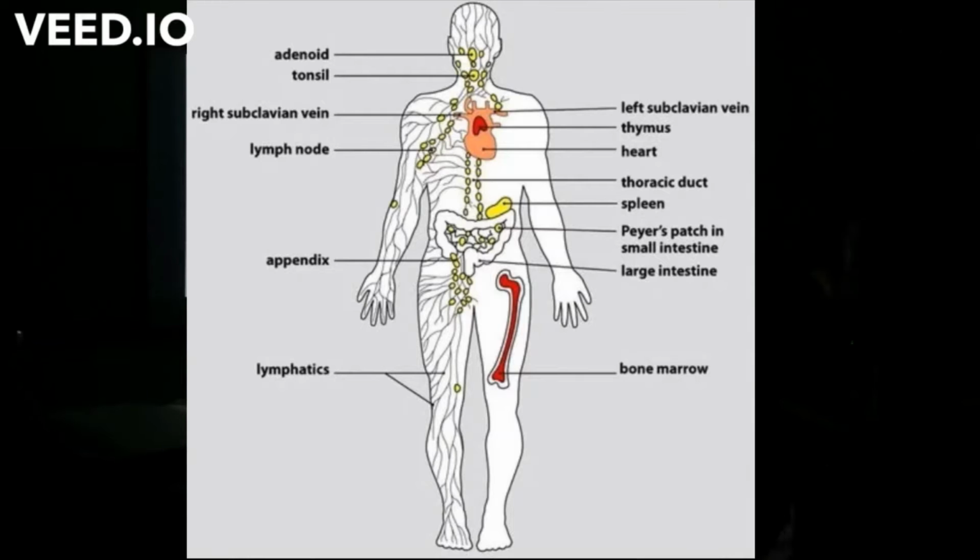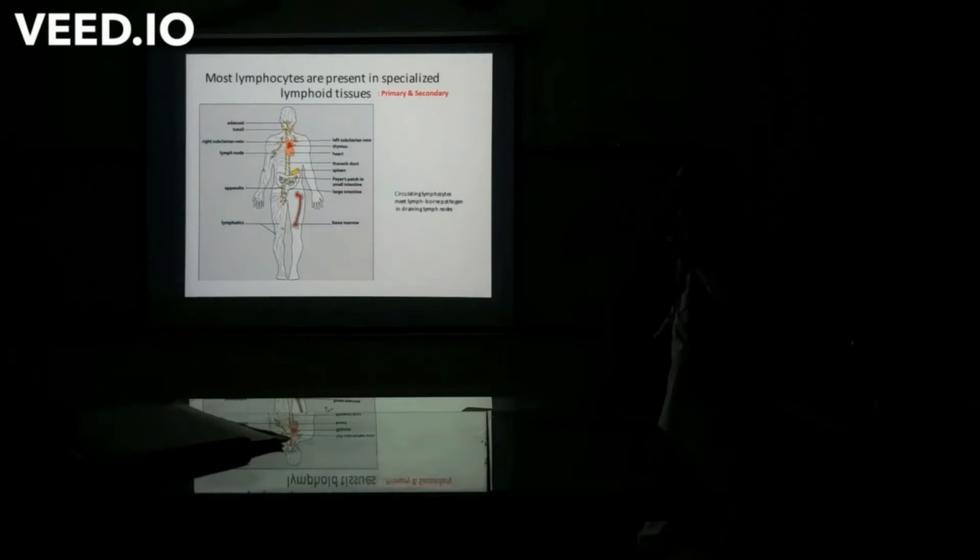And another primary lymphoid tissue is the thymus, as you see here, it's a gland. So the thymus and bone marrow are the primary lymphoid tissues. And other lymphoid tissues, as you see these yellow dots in your body, are all representing different secondary lymphoid tissues in the body.